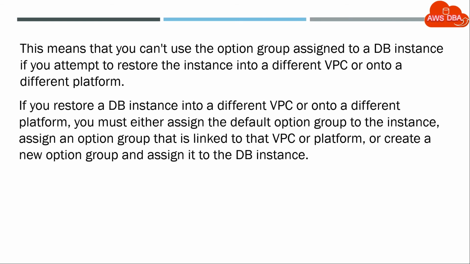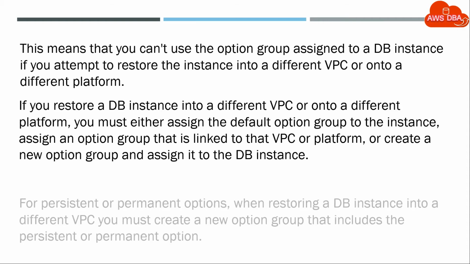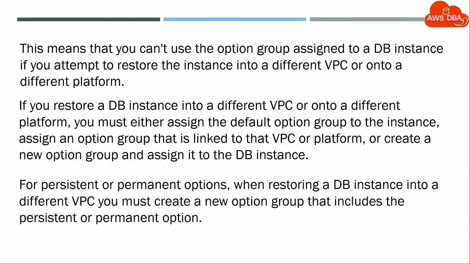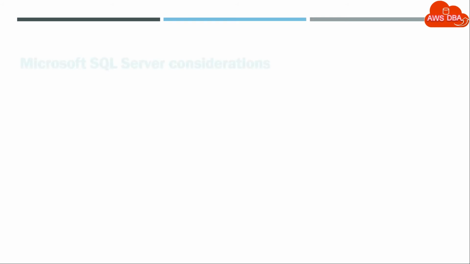If you restore a DB instance into a different VPC or onto a different platform, you must either assign the default option group to the instance, assign an option group that is linked to that VPC or platform, or create a new option group and assign it to the DB instance. For persistent or permanent options, when restoring a DB instance into a different VPC, you must create a new option group that includes the persistent or permanent option.